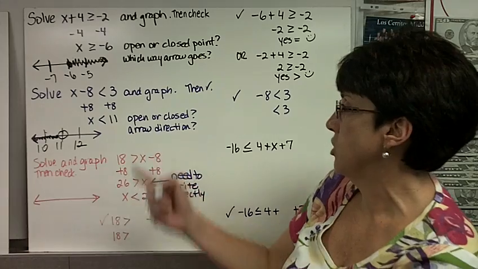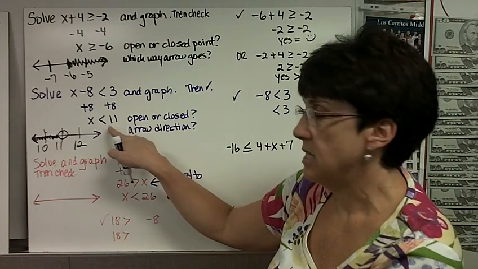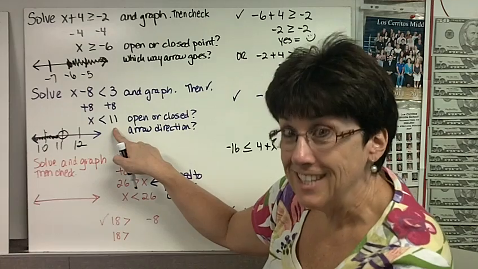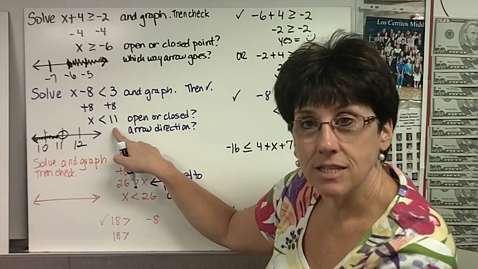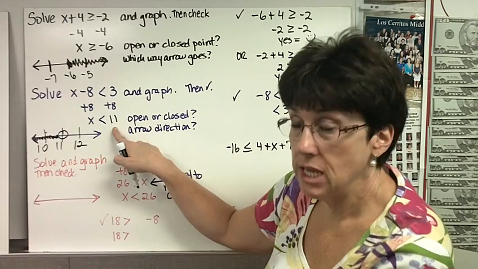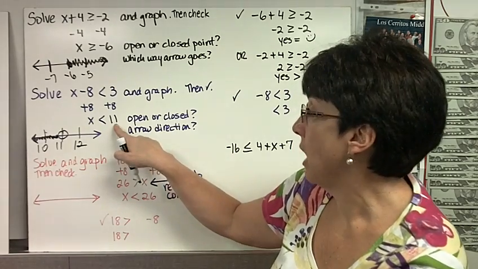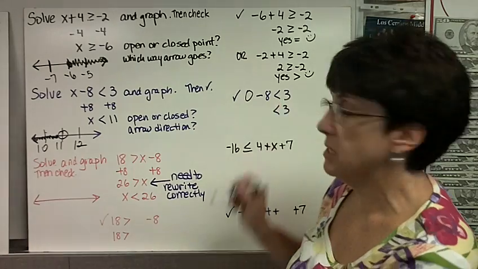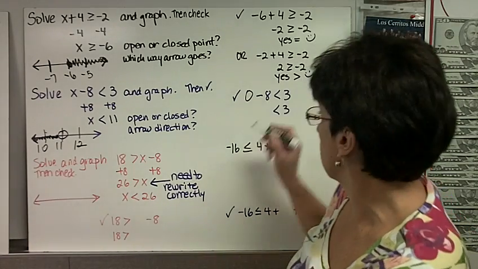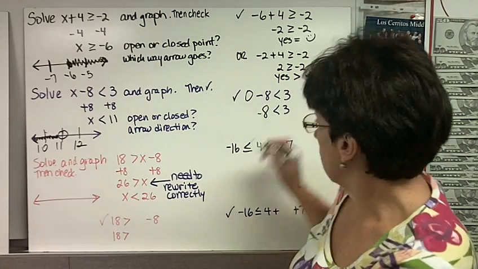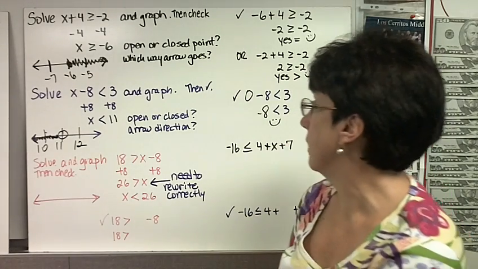All right, now let's check it. This says x is less than 11. So one number that's really easy to always plug in is 0. Because is 0 less than 11? I mean, there's an infinite number of numbers you could pick, but I'm going to pick 0. So 0 minus 8 is less than 3. What is 0 take away 8? It's -8. Is -8 less than 3? Yes, it is. So we did it correctly.